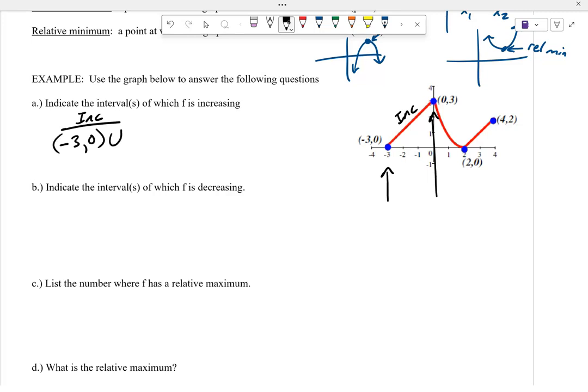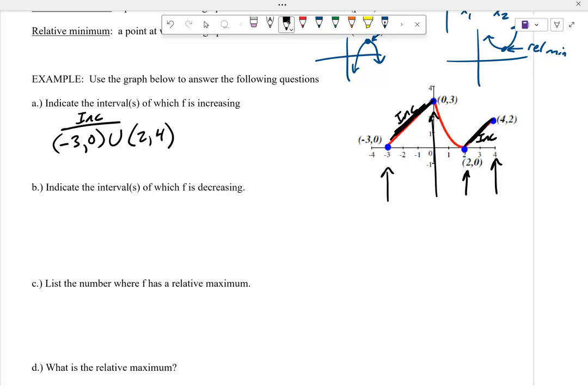And then notice I also have another spot over here where I'm increasing. I'm going up and to the right over there as well. So not only here in black, but also over here in black. That's from an x value of 2 to an x value of 4.